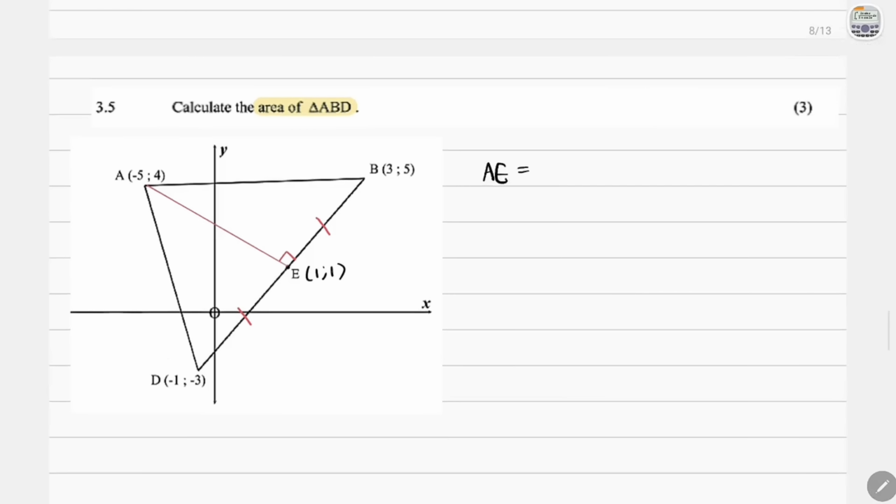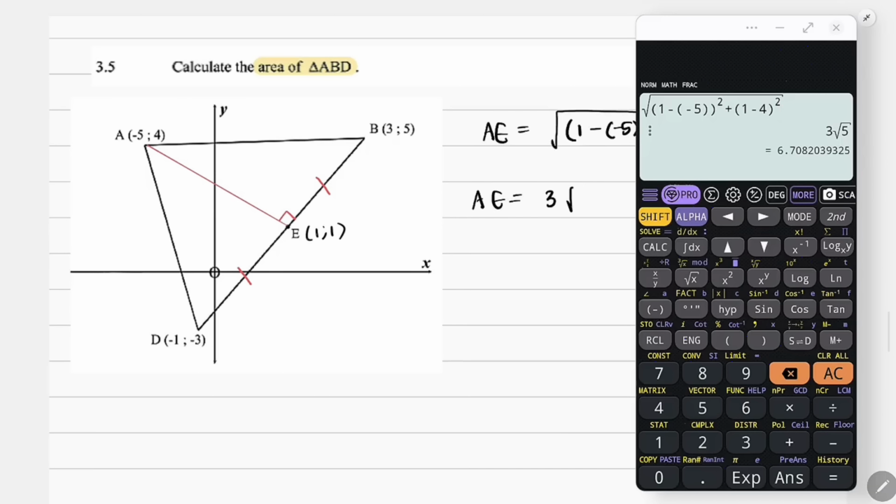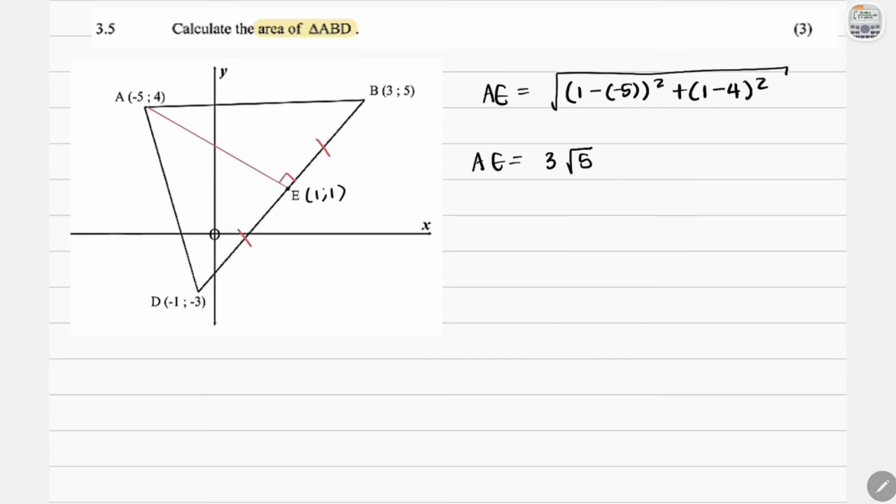AE, the distance of AE, I won't write the formula again, but we can just find it. It's x2 minus x1. So AE, let's take this as the second point. So that is going to be 1 minus -5 all squared plus 1 minus the 4 all squared. And let's quickly get AE. And that gives us 3 square root 5. Okay, so we know AE now.